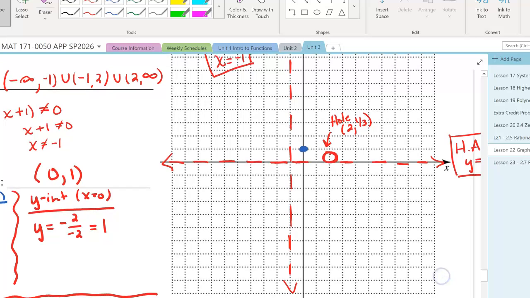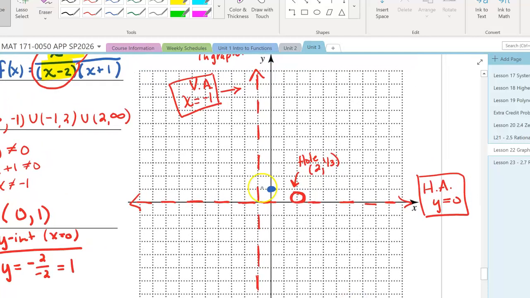All right, so let's see. So I kind of know what's going on this side. So it looks like the graph is going to come up here, and then it's going to go through the hole and come down here.